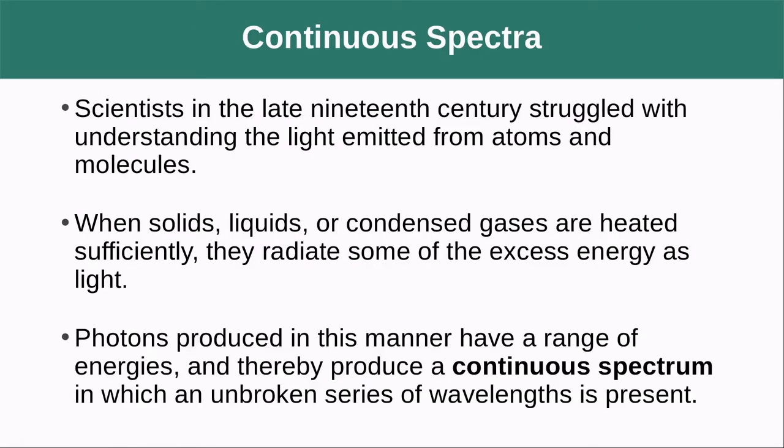So, continuous spectra. The scientists in the late 19th century were also struggling with something else. They were looking at light that was emitted from atoms and molecules. And they noticed that when solids, liquids, or condensed gases, gases at high pressure and relatively low temperatures, are heated sufficiently, they radiate excess energy as light. And when they were looking at this, they saw that this produced a continuous spectrum, so that there were photons of many different frequencies in a whole continuum.